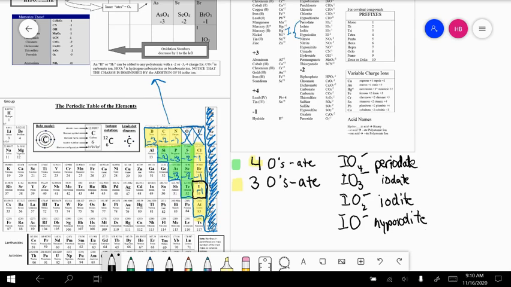Hypo always means when you're short something. So hypoglycemic means that you don't have enough sugar. Hypoiodite means that you're short in oxygen.